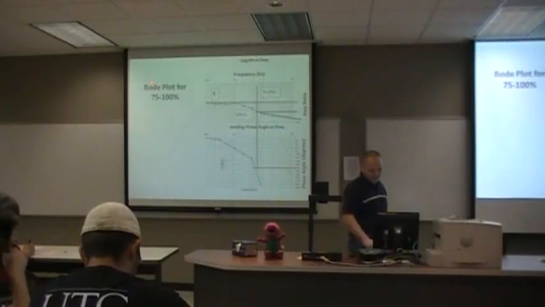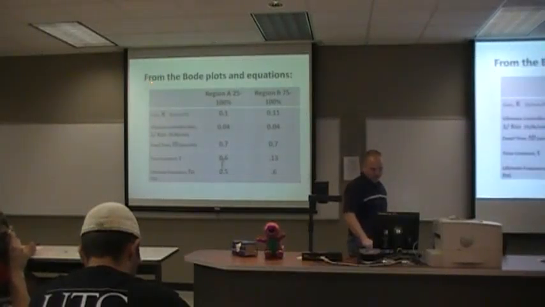This is a similar graph, but the range is 75 to 100% here. The first region was 25 to 100%, the second was 75 to 100. The data is pretty similar between the two of them, with the exception of the time constant, tau. There's quite a bit of difference there.